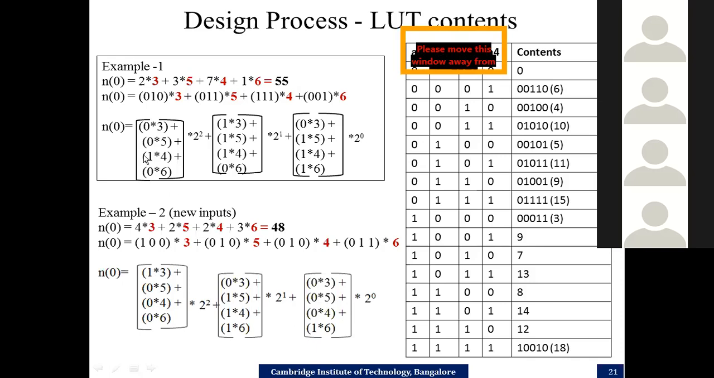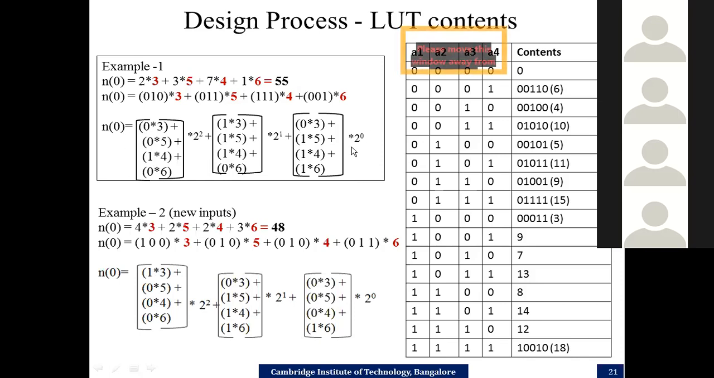Now, if you try to see the common factor between input 1 and input 2, you find that in this first term or in the last term, what you come across, 3, 5, 4, 6, remains the same. Every term will have 3, 5, 4, 6 common.